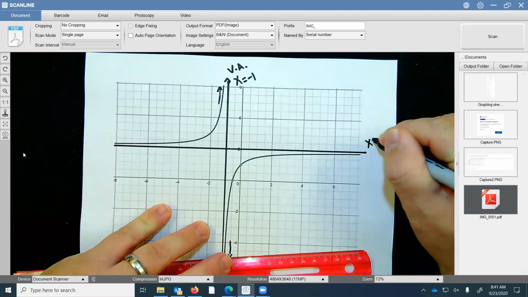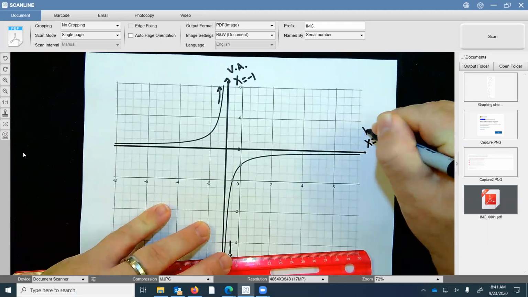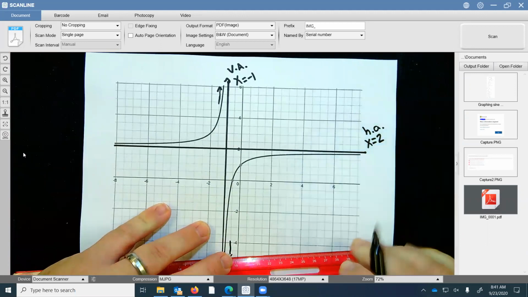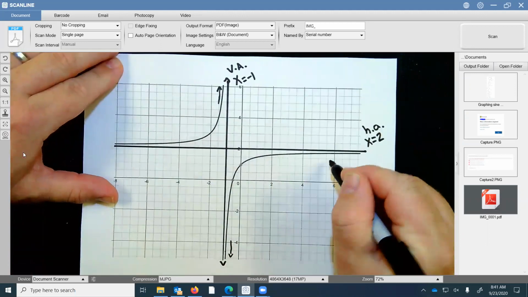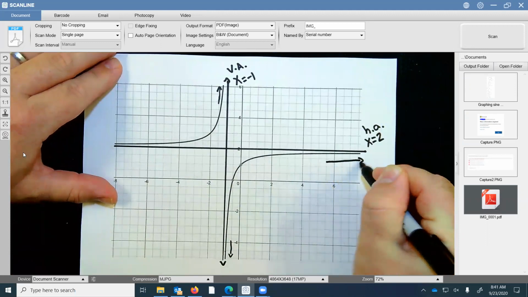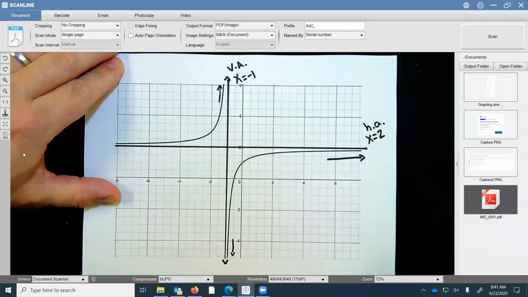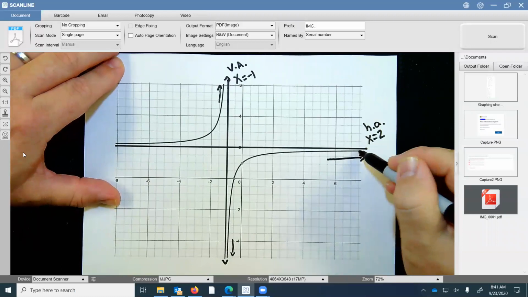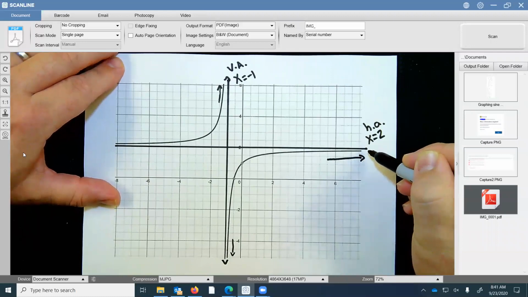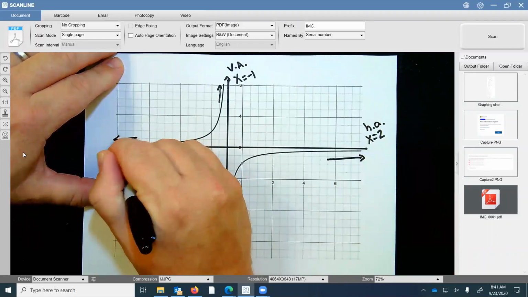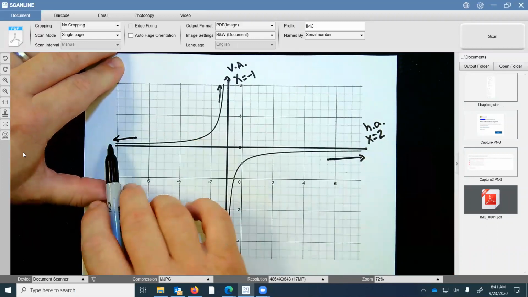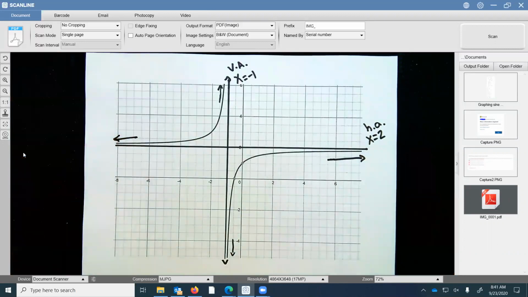A horizontal asymptote, like this one, has a horizontal asymptote at 2. What it says is that as x gets bigger and bigger and bigger, so x approaches infinity, this gets closer and closer to 2 without ever touching it. As x approaches negative infinity, this gets closer and closer to 2 without actually touching it, which is what makes it a horizontal asymptote.